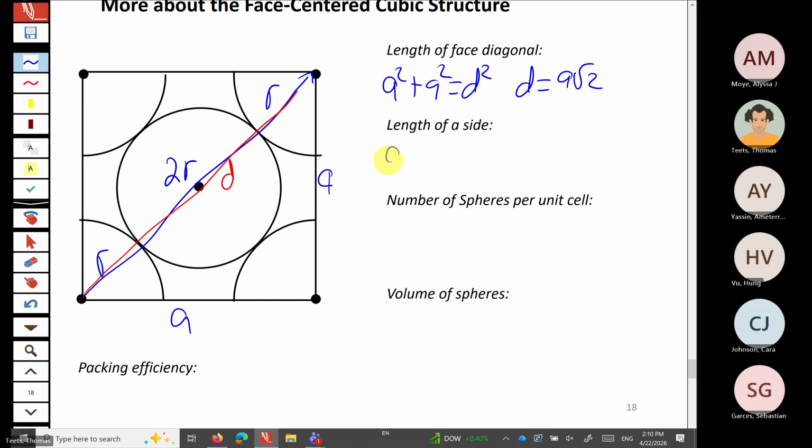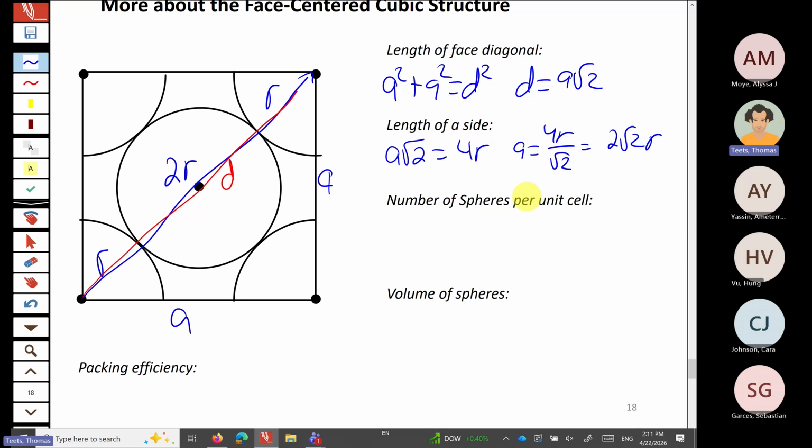So the diagonal A square root of 2 is, as we said, equal to 4 times the radius. So that means A is equal to 4r over square root of 2, or more simply written as 2 square root of 2r. Okay, so that's now the relationship between the side length and the radius of the atom.